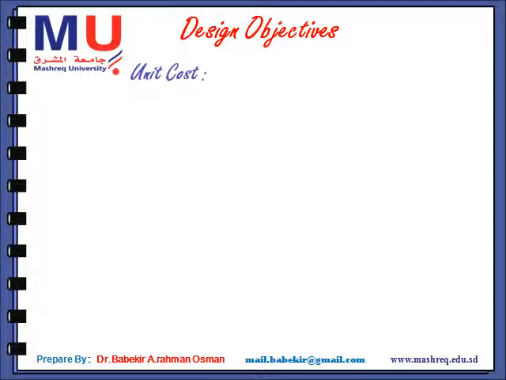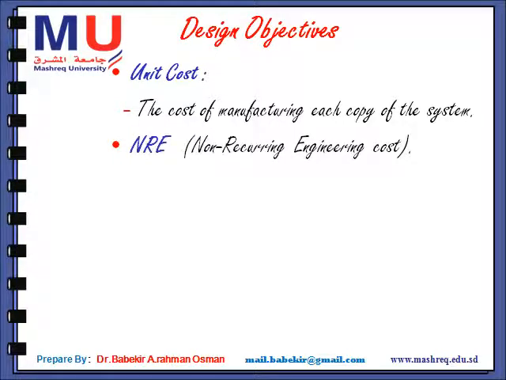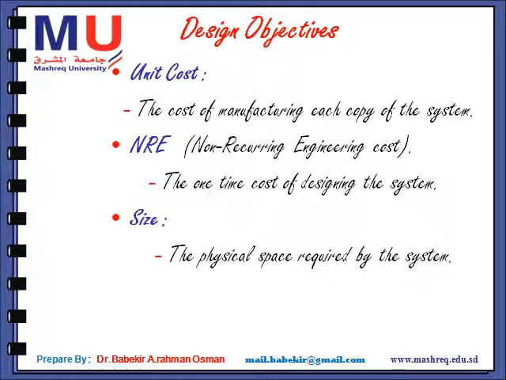Now let us do a brief on design objectives. The unit cost indicates the cost of manufacturing each copy of the system, prototyping and each copy. NRE denotes the non-recurring engineering cost, for example, the one-time cost of designing the system, as opposed to the total cost of one copy of the system. Size indicates the physical space required by the system. For example, this points to electronic micro systems or nano systems supporting nanotechnology, with minimum size requirements.